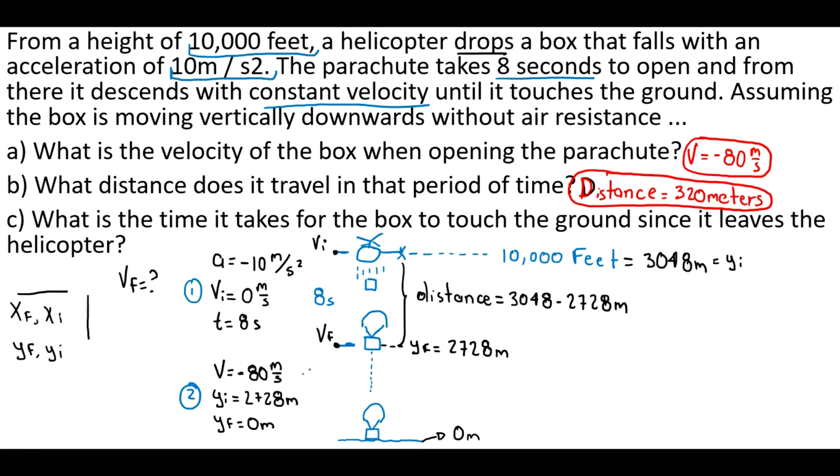The time of the second segment, well, I don't have it, and I'm going to call it time 2 because that's the time of the second segment. So what do I need to do? I need to find the time that it takes to touch the ground from here to here. And when I find that time, the only thing I'm going to do is add it to the time of the first segment. I'm going to call this one time 1, and this is time 2.